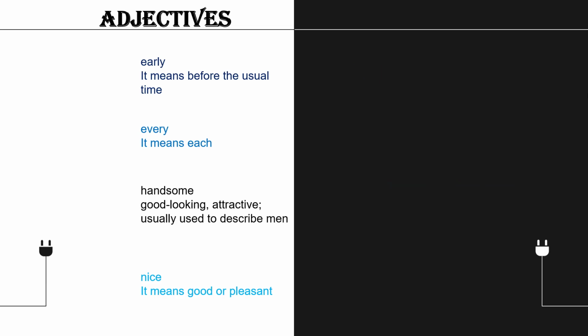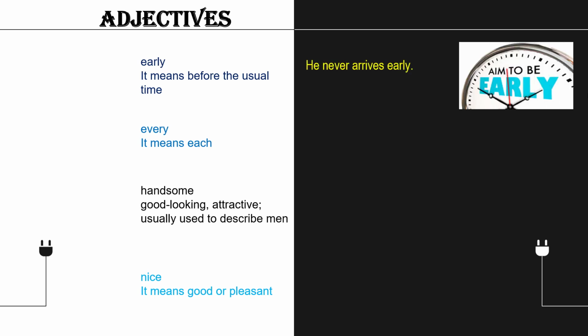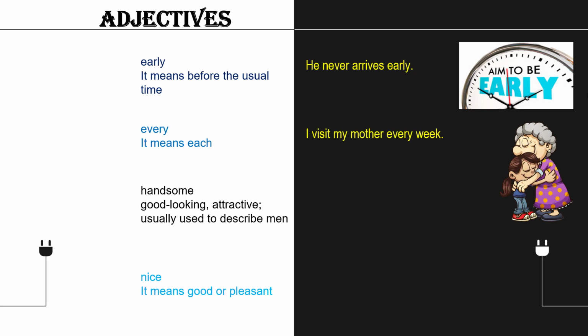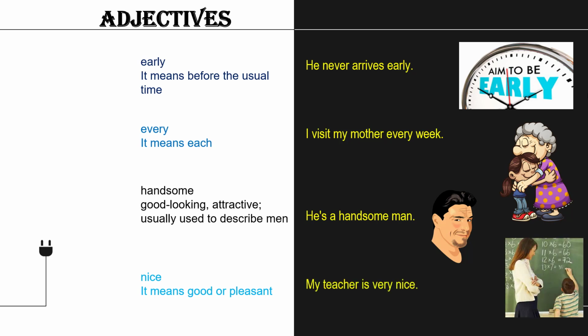What is adjectives? Adjectives are words which describe the noun of a sentence. Here are few examples of day-to-day words which are adjectives. Early. It means before the usual time. He never arrives early. Every. It means each. I visit my mother every week. Handsome. Good-looking, attractive, usually used to describe men. He is a handsome man. Nice. It means good or pleasant. My teacher is very nice.